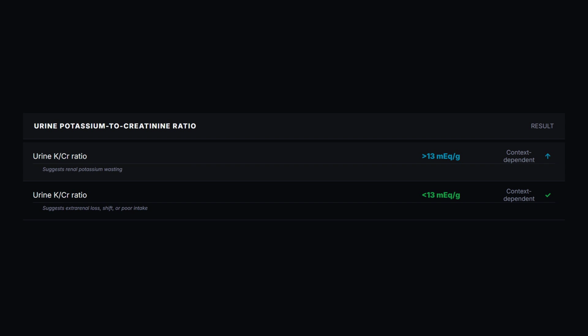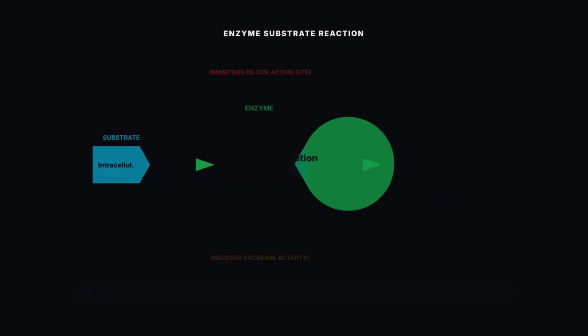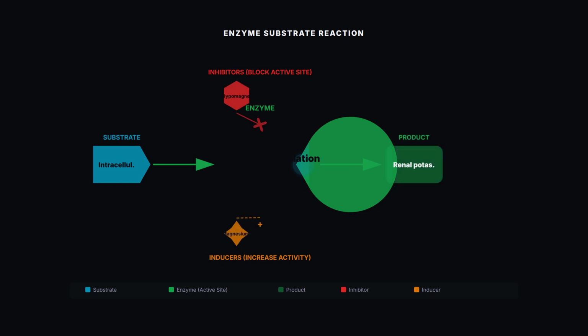The mechanism behind the magnesium-potassium link. Intracellular magnesium normally inhibits the ROMK channel, limiting potassium secretion. Deplete magnesium, and that inhibition is lost, so the kidney keeps wasting potassium no matter how much you replace. Repleting magnesium first is what breaks the cycle.